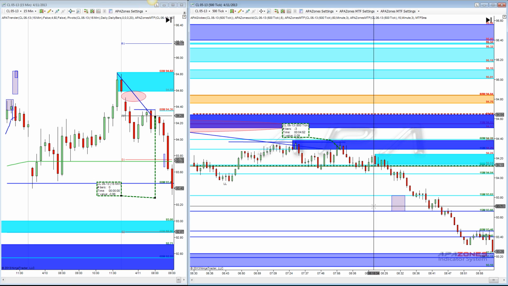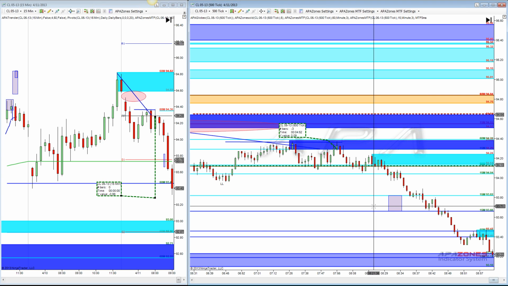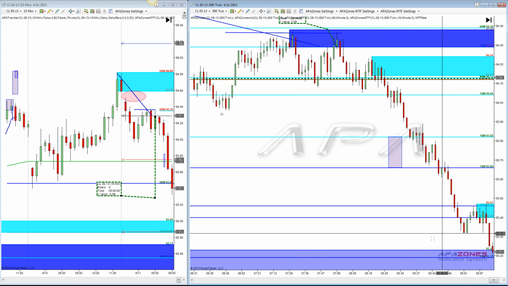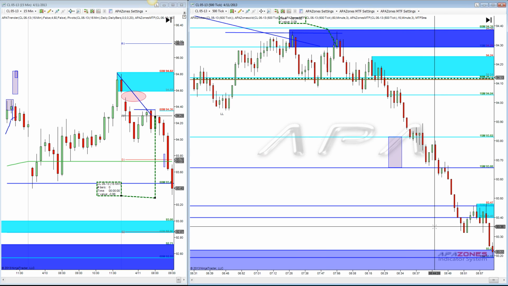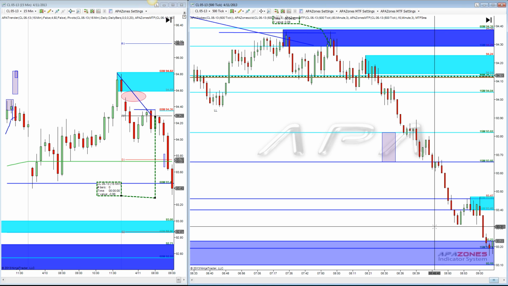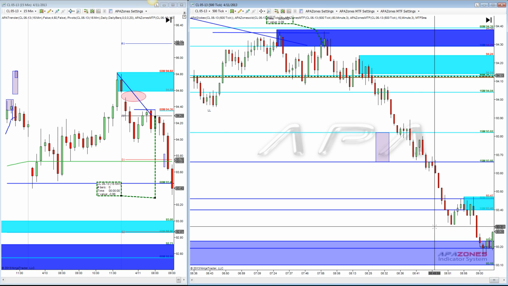So let's see what happens here as far as the rest of the day. I mean, we are in a downtrend now, folks. So don't kid yourself here. We've had a real good move. A dollar move on crude is great to capture. So let's see how far down this thing actually goes.